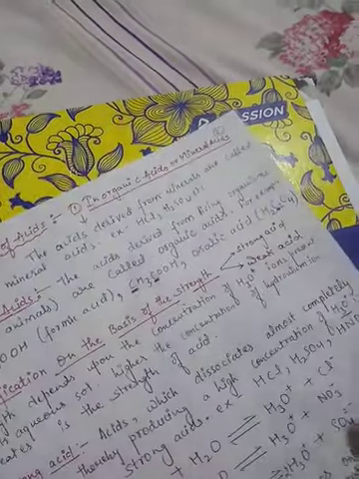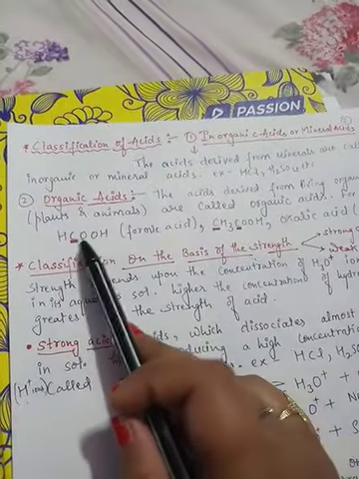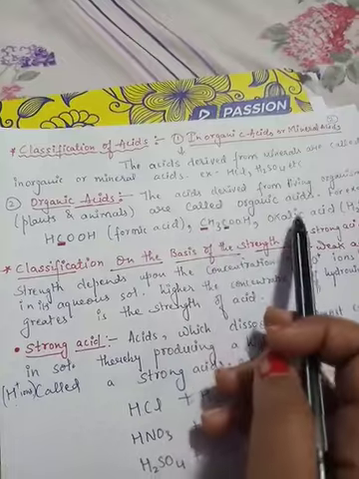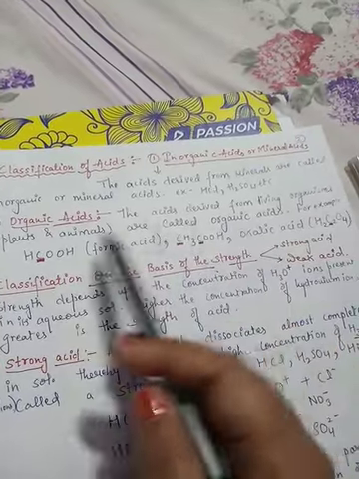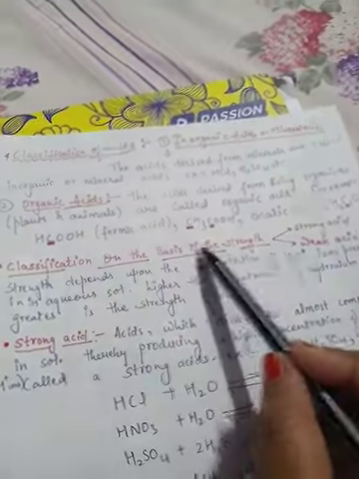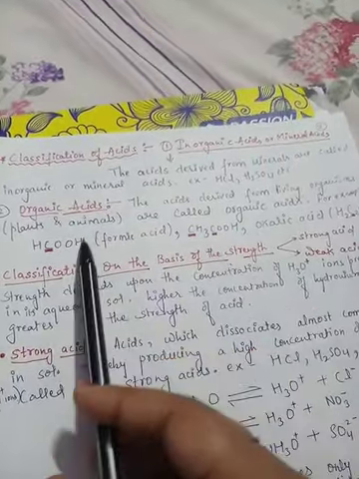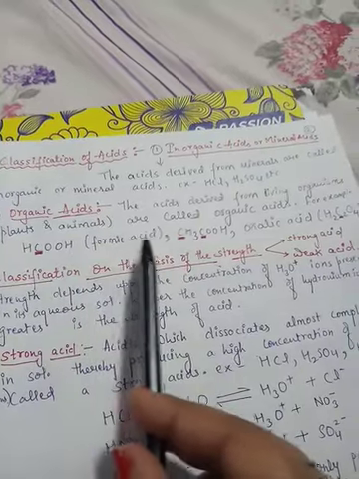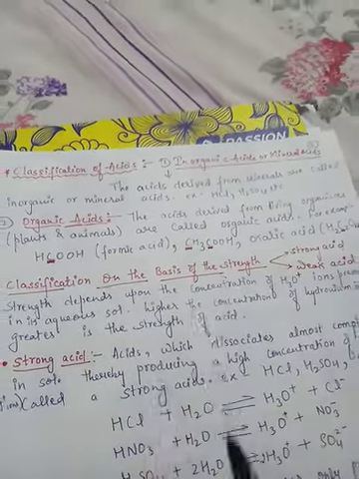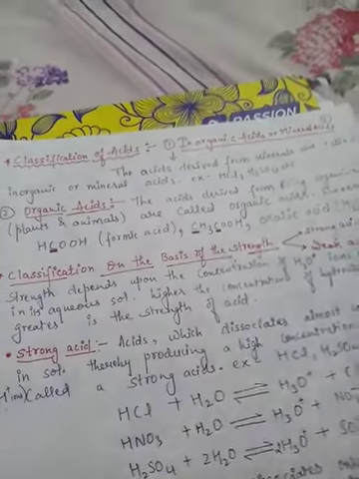इन सभी में एक बात नोट करने वाली, one point to be noted here, that all the organic acids must be having at least one carbon atom. जितने भी organic acids होंगे सब में एक कार्बन का एटम ज़रूर प्रेजेंट होगा. Then that's why they are said to be organic acids.